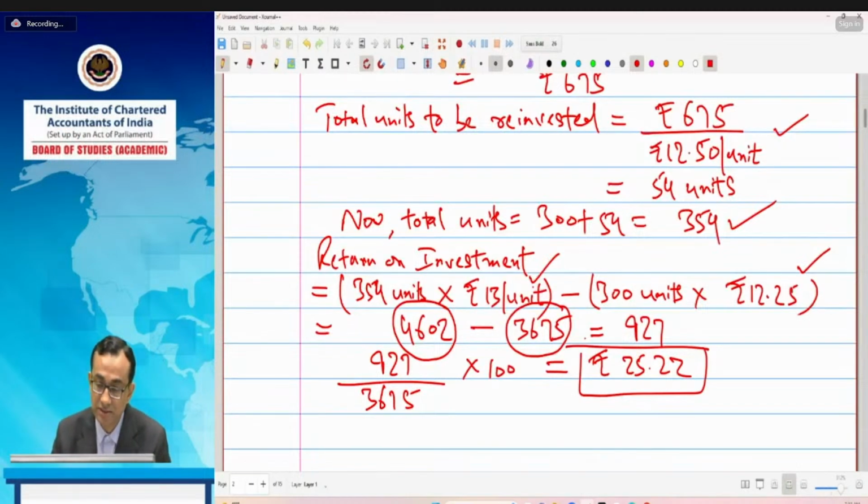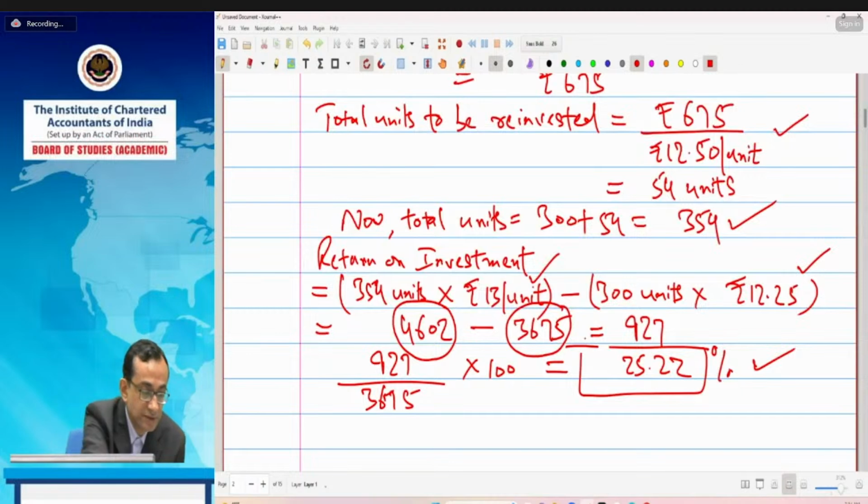So 927, we divide it by the opening NAV, which is 3675. 927 divided by 3675 into 100. So the return on investment which is coming is 25.22. That is 25.22%, I would say. Fine. Any question on this, or otherwise I will proceed further? Okay, fine.